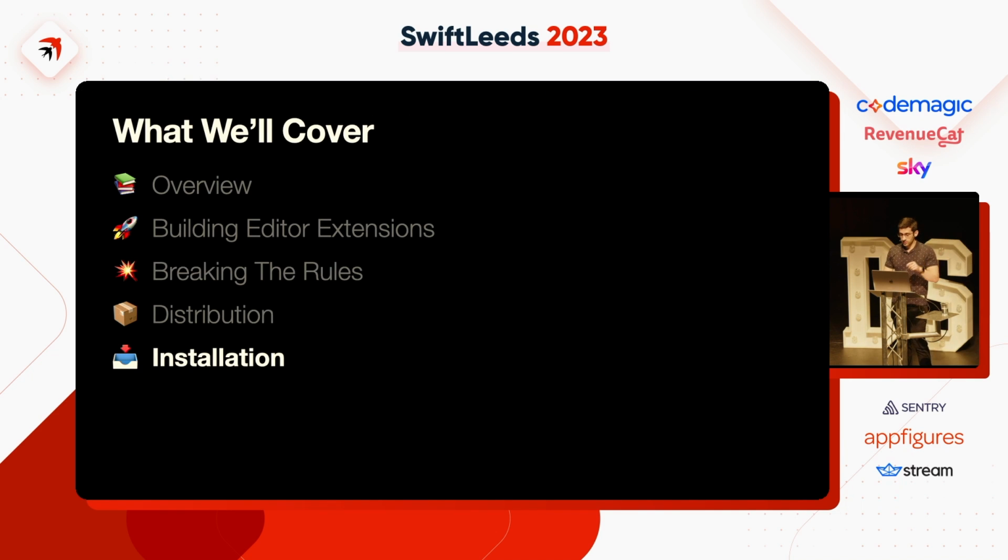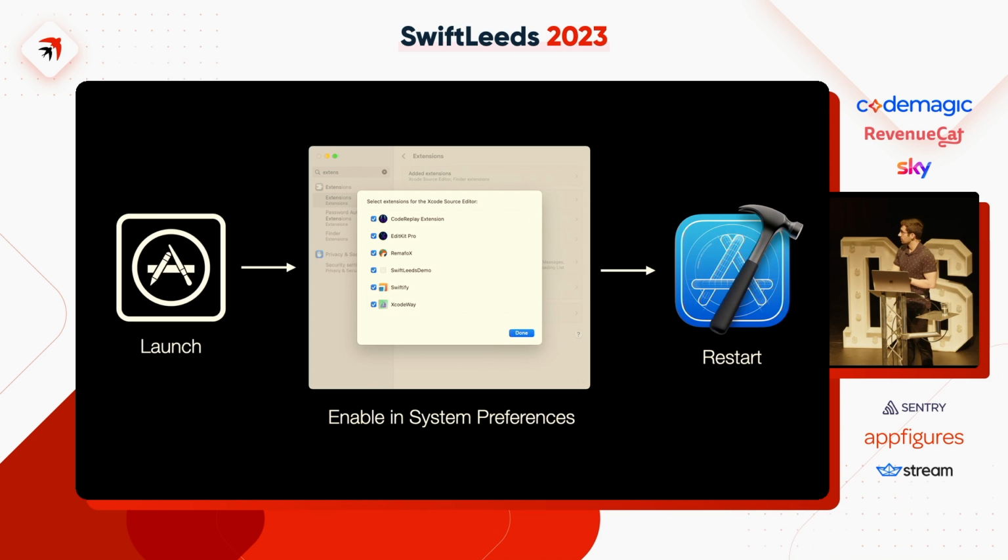But let's quickly touch on the installation process. If you've recently downloaded an editor extension from the App Store, or you're exploring some open source project, there's just one additional step you have to take to get it up and running. After you launch it the first time, it'll be available in system preferences. You have to go in and toggle it on, and only then will it show up in Xcode after you restart. But after that, it'll be available in all of your projects.